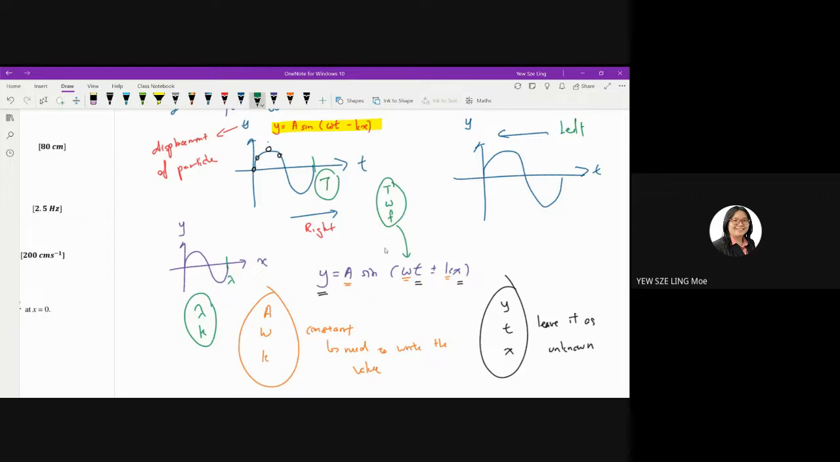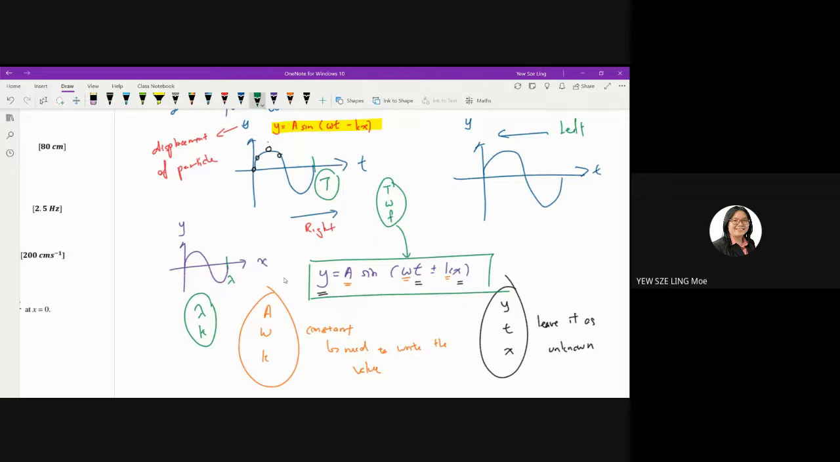Of course, based on the equations given, you have to know what information you can get from the equations in order to put it into the graph. That is our main focus today. We will go through a few questions on how to sketch graphs based on the equations given. We will learn how to plot the y against t graph and the y against x graph from the same equations.